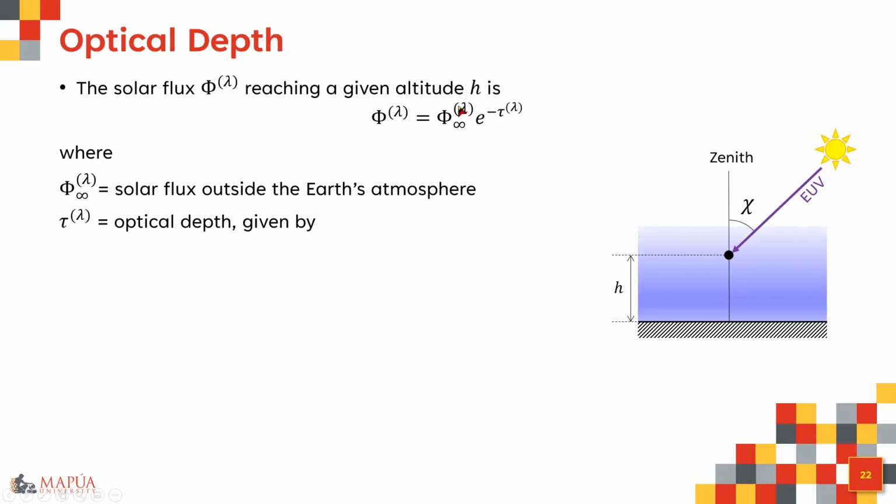P infinity is the solar flux outside the atmosphere. And then the amount of solar flux penetrating the atmosphere actually changes exponentially, and the amount of decrease depends on the optical depth. So the optical depth is tau, and that is dependent on the wavelength.